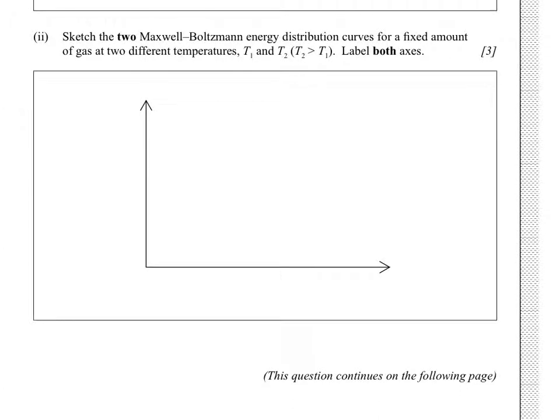This they ask you for a Maxwell-Boltzmann energy distribution curve. There are a couple of things that they're looking for specifically. They want the x-axis to indicate energy. You can't say kinetic energy, right? It's got to say energy. For the y-axis, you can either say particles or fraction of particles or probability.